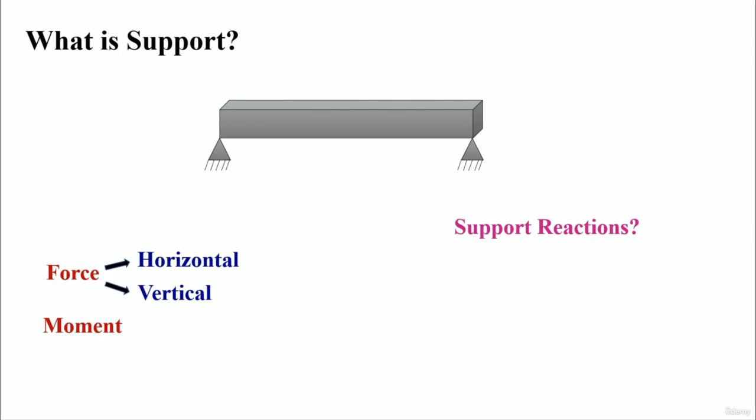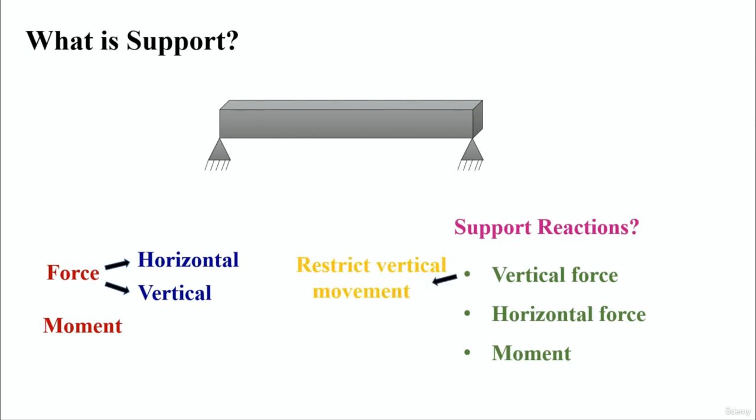Let's look into detail about the support reaction. We will be having the vertical reaction, horizontal reaction and moment. These three support reactions we will get. We will get the vertical reaction when the support restricts the vertical movement. Similarly, when the support restricts the horizontal movement, we will be getting the horizontal reaction. We will get the moment when the support restricts the rotation.